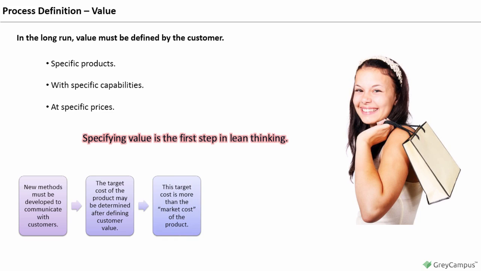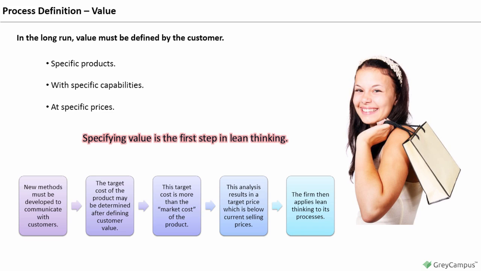This target cost is more than the market cost of the product. The market cost is typically the manufacturing cost of the product plus the selling expenses and profit. In lean thinking, the target cost is the mixture of the current selling prices by competitors and the examination and the elimination of muda through lean methods. This analysis results in a target price which is below current selling prices. The firm then applies lean thinking to its processes.